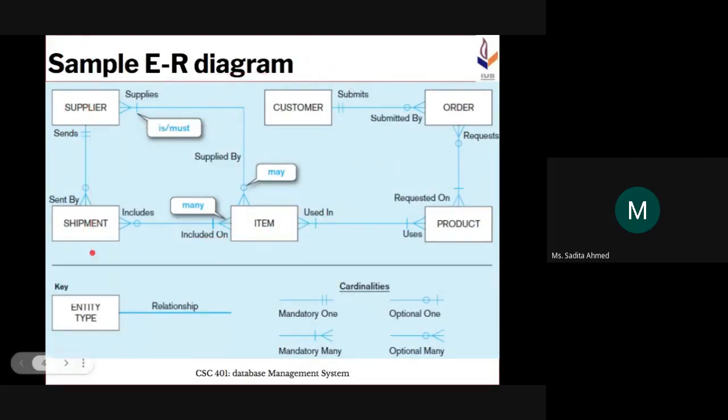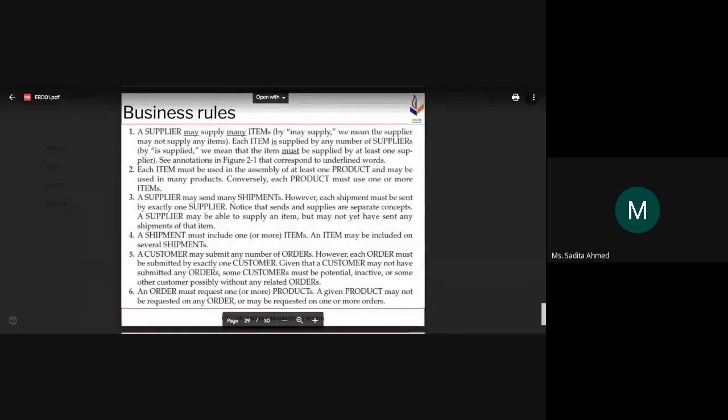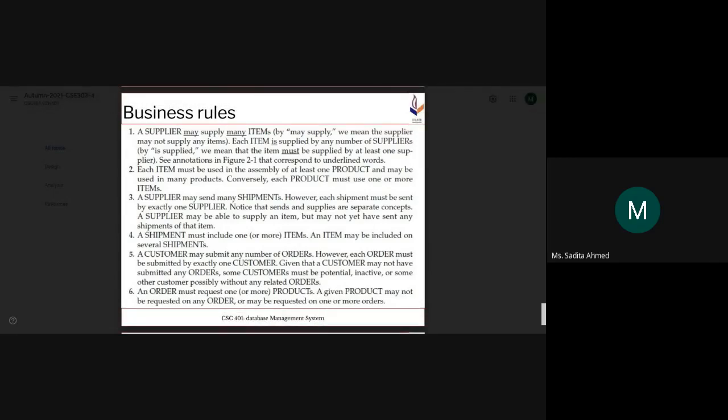So here, these are our entities. One by one, how do we figure them out? By taking a look at the business rules. The first business rule is about supplier, item and the relationship between them. So I drew an entity named supplier, an entity named item, and I drew the relationship between them. And then let's see the second business rule.